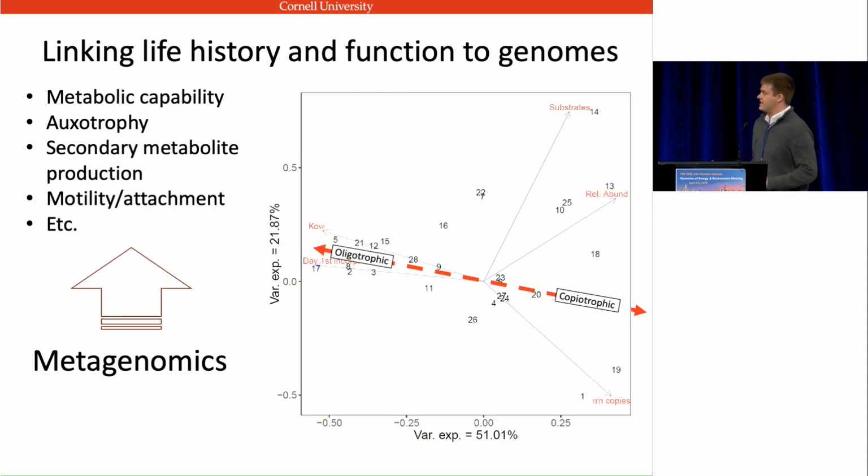So now that we have this idea of different life history strategies of these active organisms, and we know their function, we want to be able to link this to the genomes. So we want to ask questions related to their metabolic capability, their auxotrophies, production of various secondary metabolites, and motility and cell attachment, as well as a few others. And to do this, I'm going to use metagenomics.